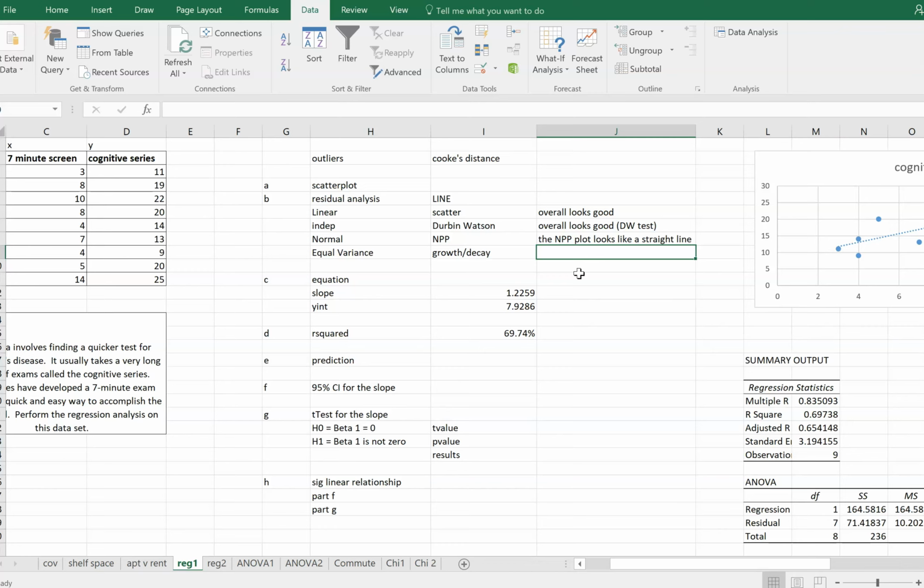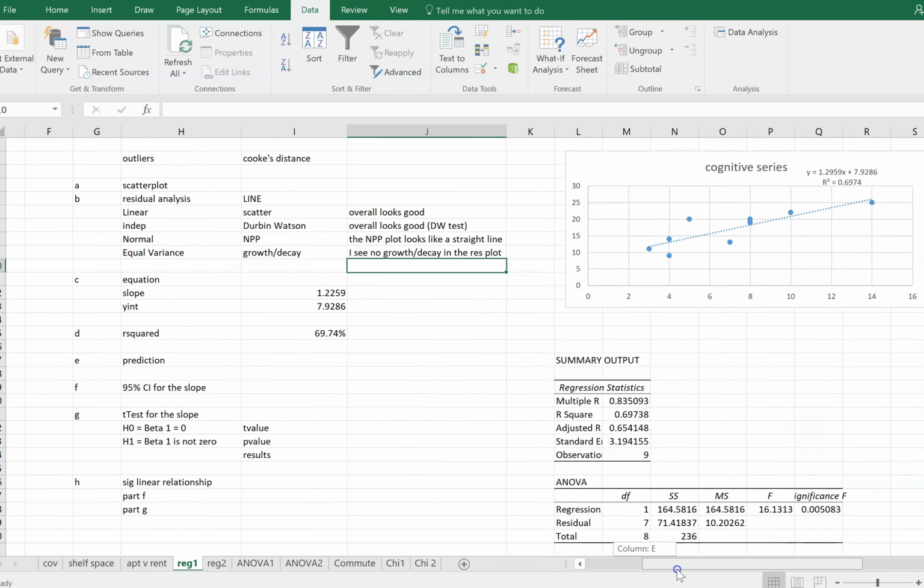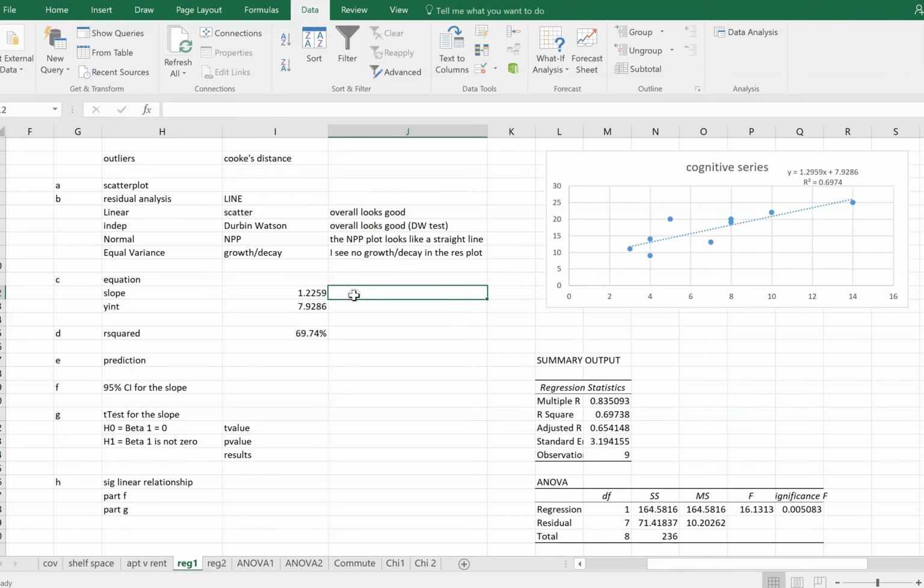And so I see no growth or decay in the residual plot, and so I'm happy again. So overall, my checks look happy. All right, so I'm happy with my prediction equation that you see here. So let's dive deeper now that I'm happy with my checks. What does the prediction equation slope actually mean?